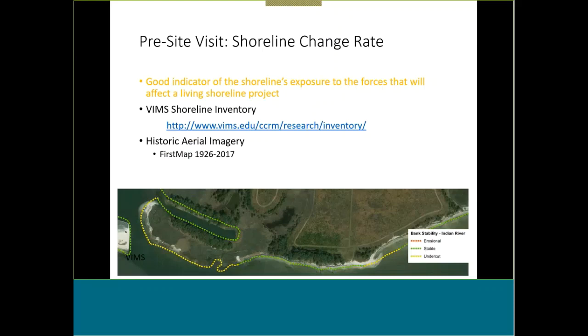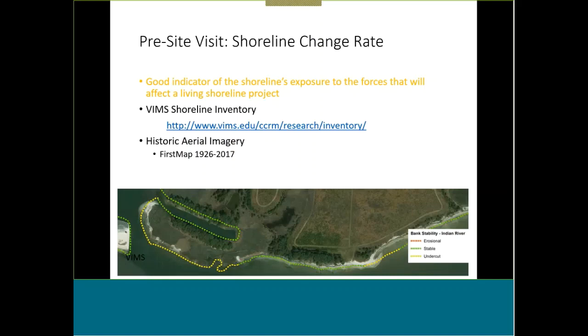The shoreline change rate is important to understand historical context for any erosion that may be present. The Delaware FirstMap GIS server has a great repository of historical aerial imagery from 1926 to 2017, and I believe they have a plan to collect new imagery every few years, so check back. But that can give you a good indicator on whether or not the shoreline location is changing, whether or not there's been erosion or accretion.